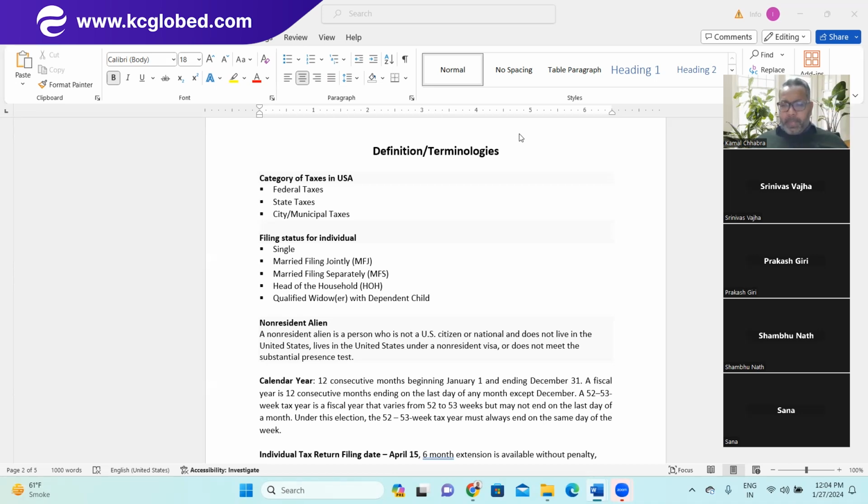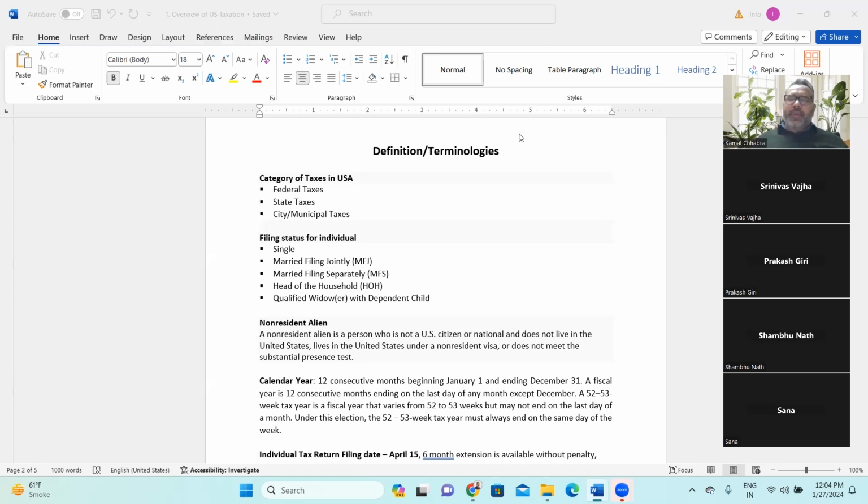Sir, can you repeat the head of household? Like you mentioned, 50% of the expenses. Yeah, so the person who is taking care of one or more dependents, plus he or she would be paying more than 50% of the household expenses for maintaining the house as well as the dependent, right?